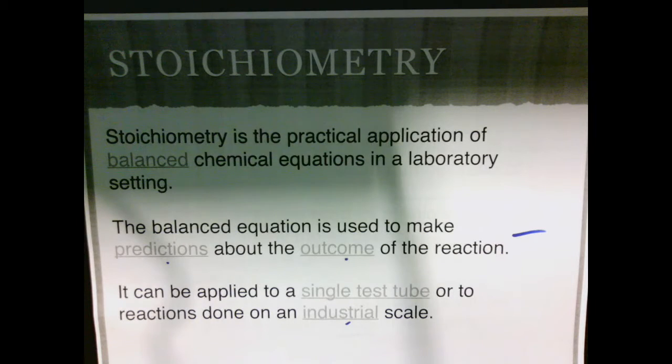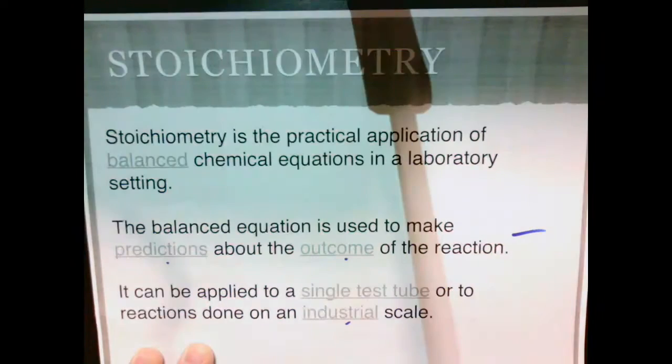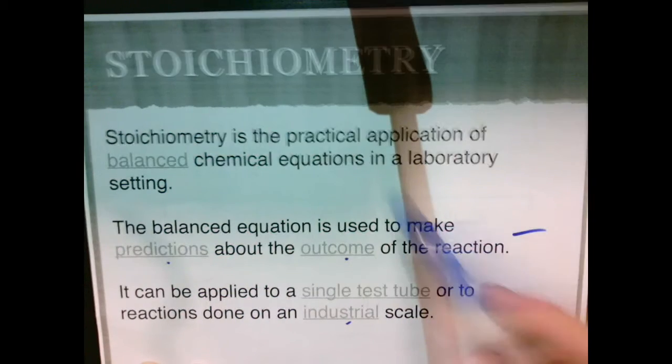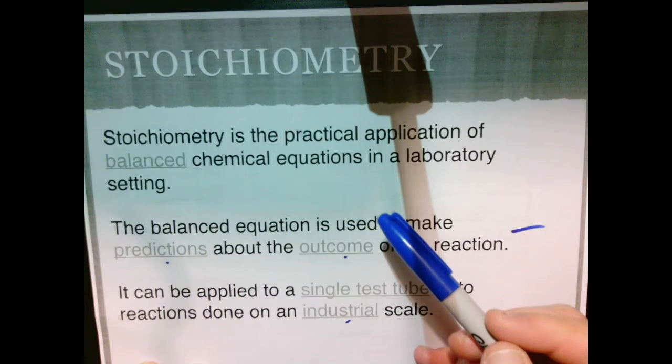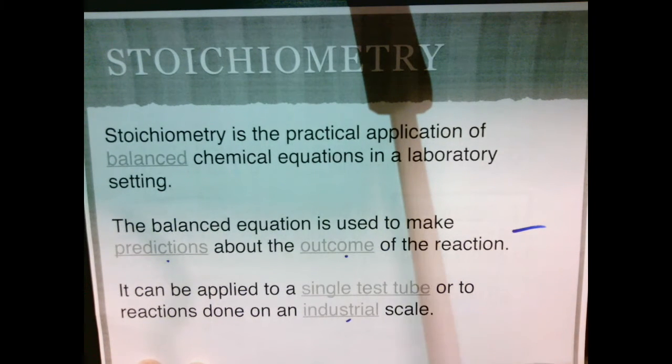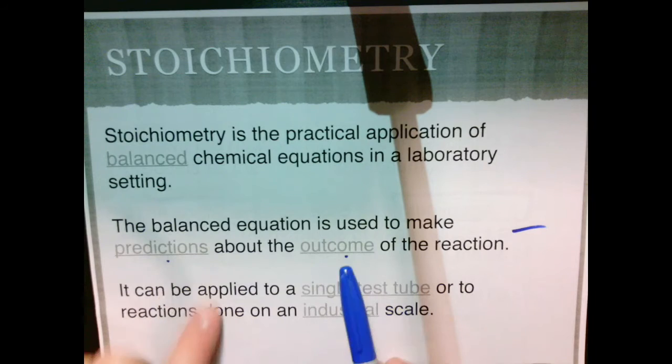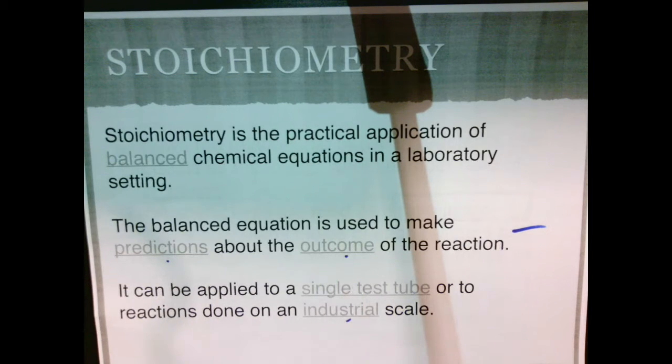Hey everybody, welcome back. So we're talking about stoichiometry. And again, with stoichiometry, we're using balanced equations to make predictions about what we can get from a reaction, what the outcome might be. Okay. Yesterday you did mole to mole conversions. Today we're going to look at gram to gram conversions.